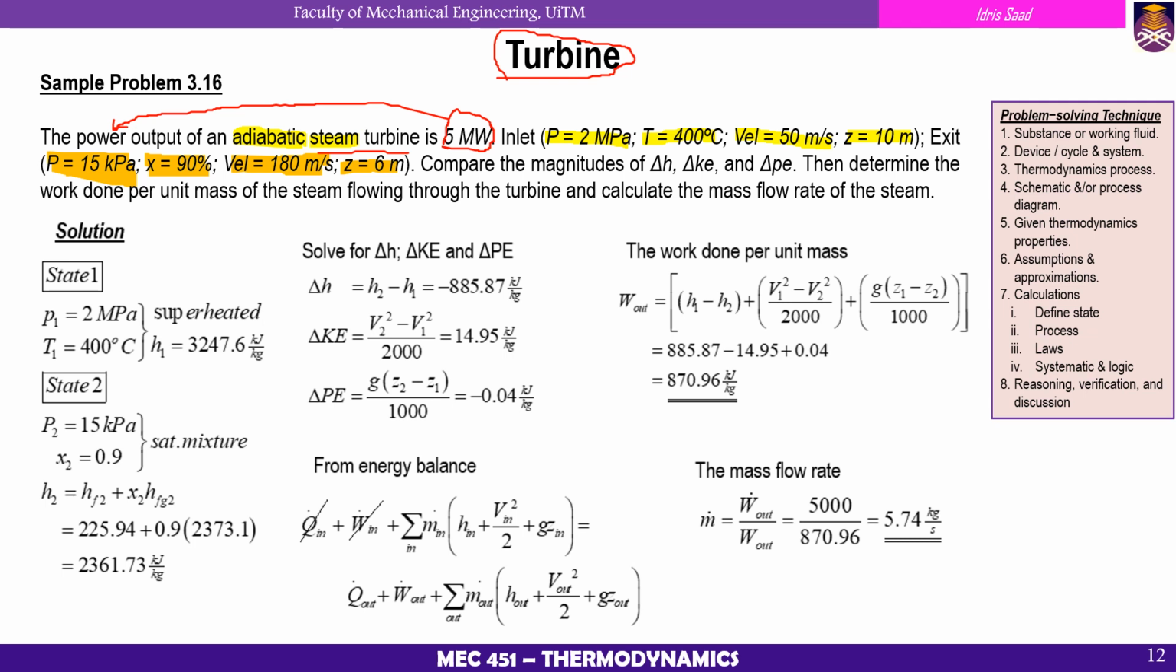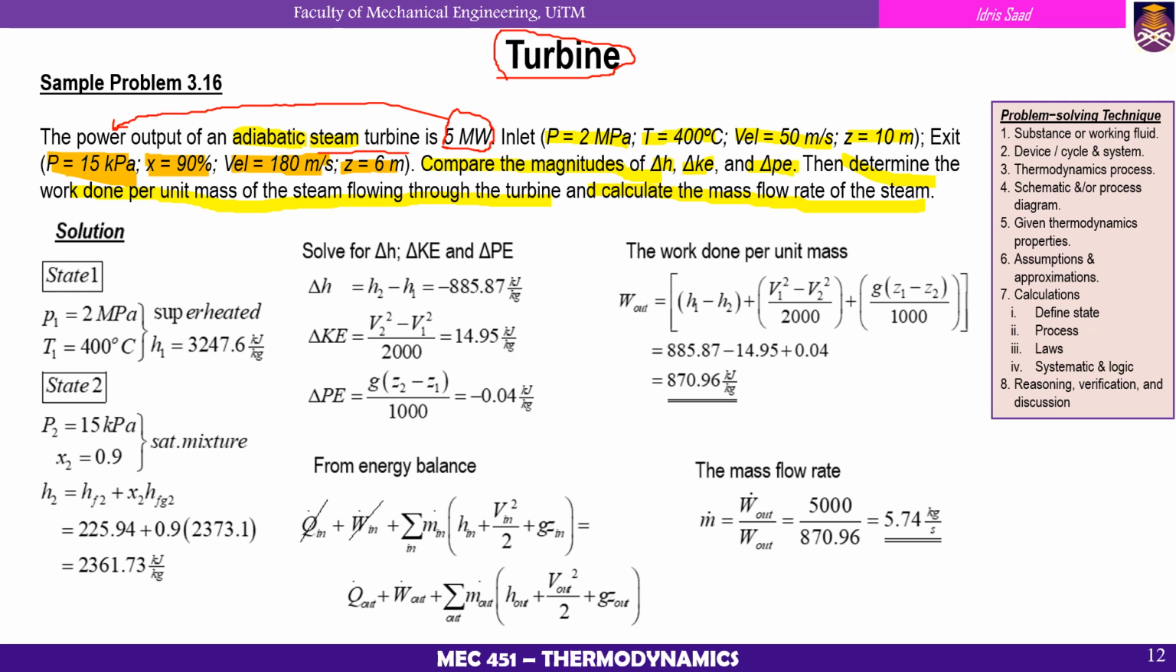The question first asks us to compare the magnitudes of delta H, delta KE, and delta PE. So basically, it asks what is H2 minus H1, what is KE2 minus KE1, and what is PE2 minus PE1. Then the question asks us to determine the work done per unit mass of the steam flowing through the turbine and calculate the mass flow rate of the steam. So let us go one by one.